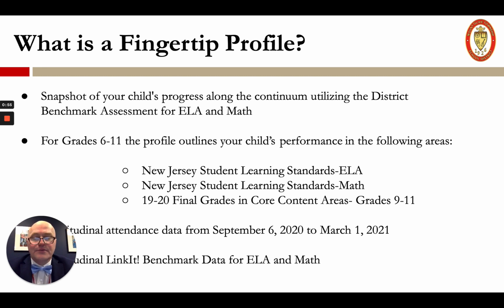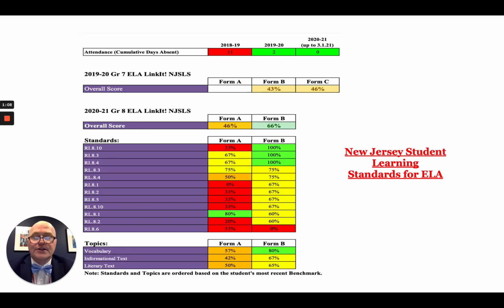Longitudinal attendance data from the beginning of the year to the present is provided, as well as a historical 3-year comparison of your child's attendance record. Longitudinal LinkIt benchmark data for ELA and math are also provided. On this slide, you'll find an example of a student fingertip profile in the area of English language arts.